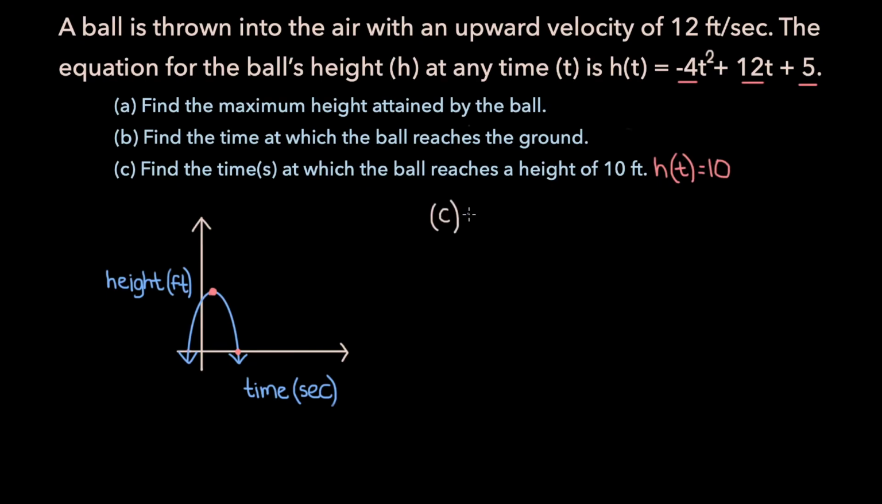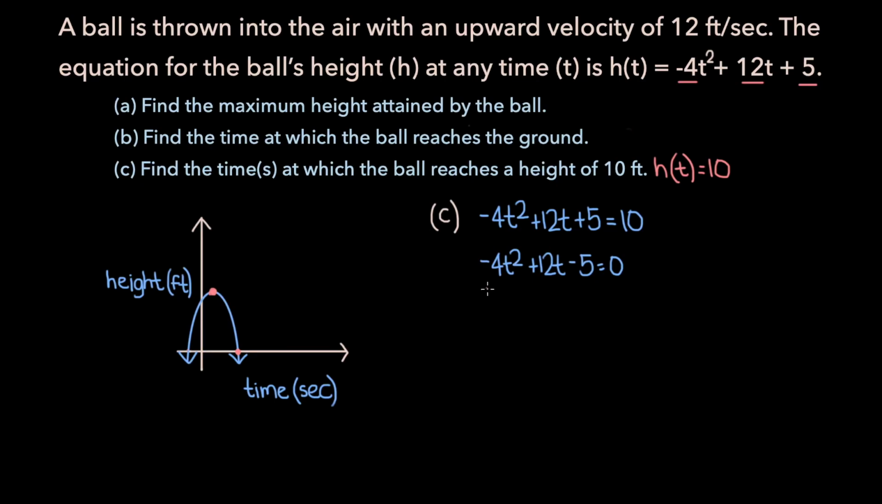Well, we can start with the same sort of process. We know that h of t is negative 4t squared plus 12t plus 5, and we're looking for when that equation is equal to 10. So what we can do here is just subtract 10 on both sides, so we end up with 0 on this side. So if we do that, we get minus 4t squared plus 12t plus 5 minus 10, which is minus 5, equals 10 minus 10, which is 0. So now we find ourselves in a very similar situation as in part B.